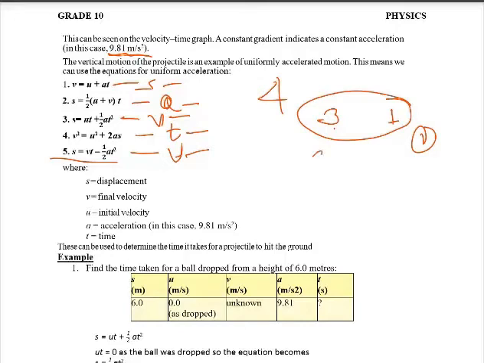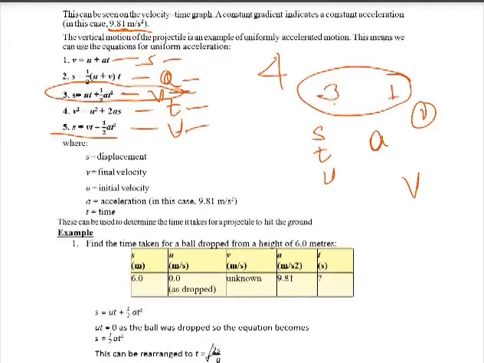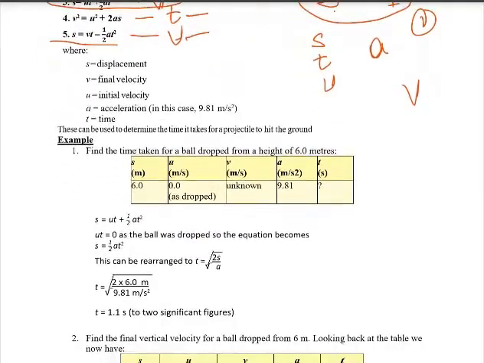For example, if s is given, t is given, and u is given, and you are asked to determine acceleration, from among these 4, 1 is missing. Which one? The final velocity. Therefore, you must select the final velocity missing equation to do this example. Therefore, let us see one example.